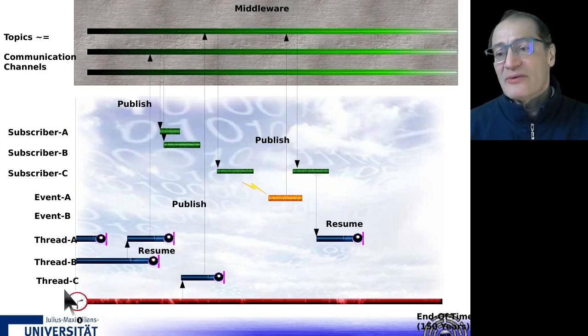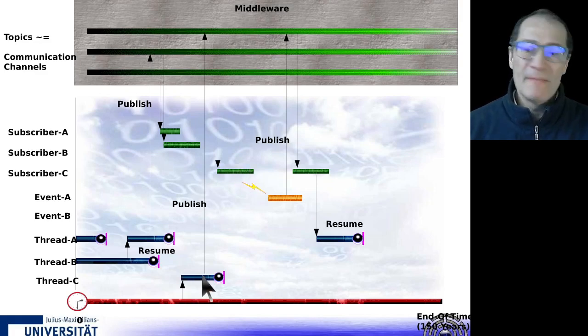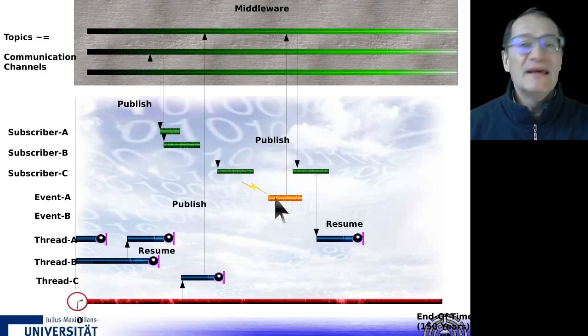Okay, here we have another example. This time thread C initiates a communication, goes through this topic, calls the subscribers, they conclude, and then the thread might continue working. And a special case is a communication from interrupt service routines.